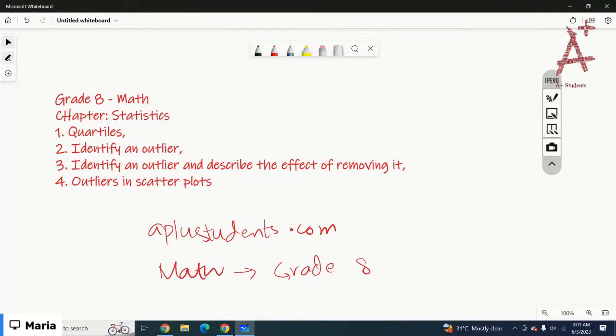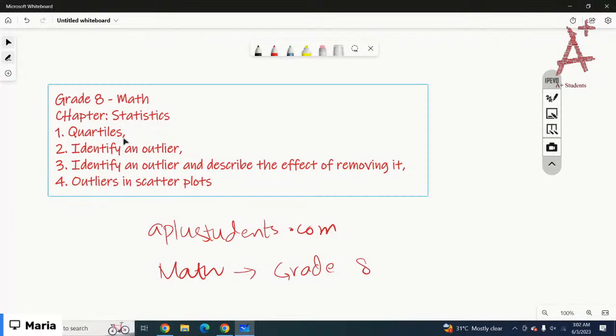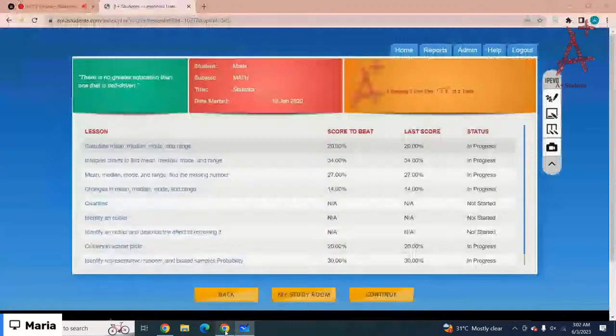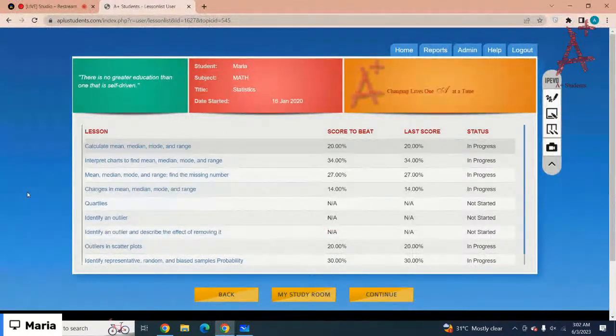So we're going to start with the chapter statistics, and the lessons we're going to cover today are quartiles, identify an outlier, identify an outlier and describe the effect of removing it, outliers in scatter plots. So let's just start with the first lesson, that is quartiles. I'm on grade 8 maths. The chapter we're going to start with is statistics. And let's just start with the lesson, that is quartiles.